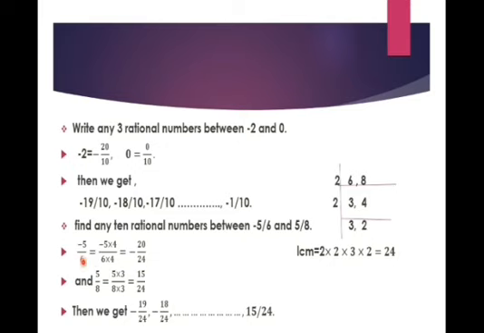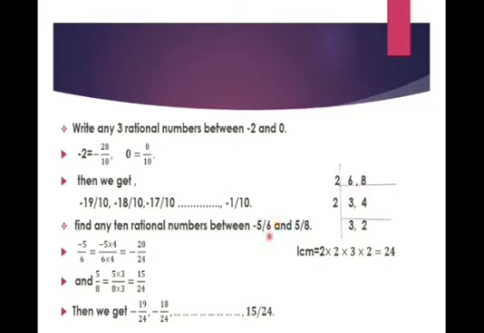24 by 6 is 4. 4 into minus 5 is minus 20. 6 into 4 is 24. In the same way, 24 by 8 is 3. 3 into 5 is 15. 8 into 3 is 24. Then we get minus 19 by 24, minus 18 by 24 up to 15 by 24. We get more than 10 rational numbers between minus 5 by 6 and 5 by 8.